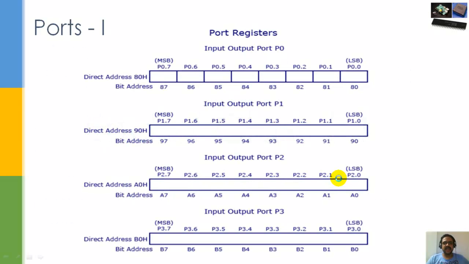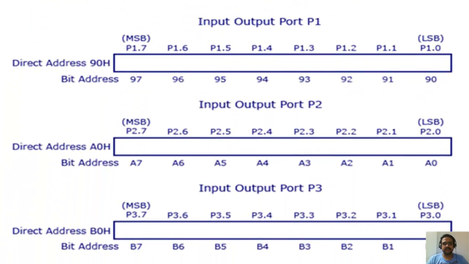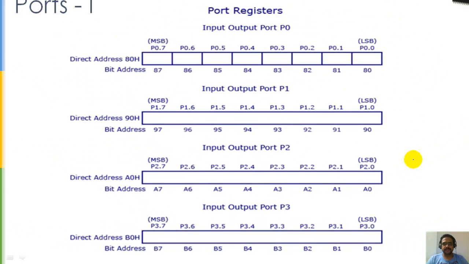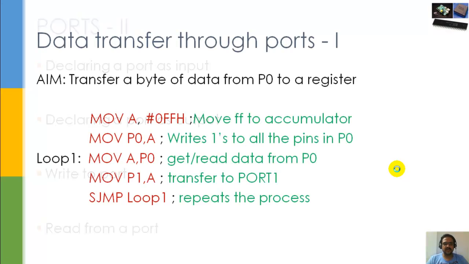So these are the ports, their address associated with each port, and I told you they are 8 bits, right? So just take a glimpse so that you can understand what is what. Port 0, port 1, port 2 and port 3, all the 4 ports, their address associated and the bit address of each pin in the port. So how to declare a port as input, how to declare a port as output, how to write a value to the port, how to read a value from the port is what we are going to see now.